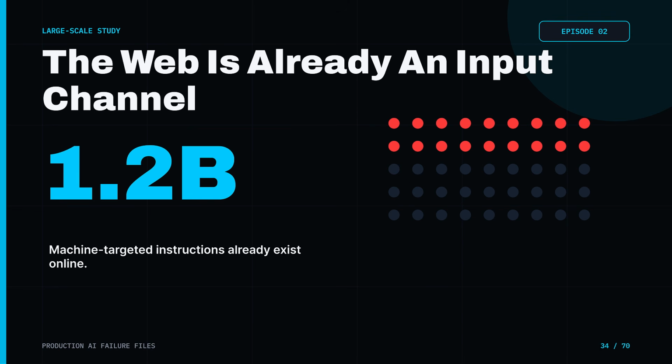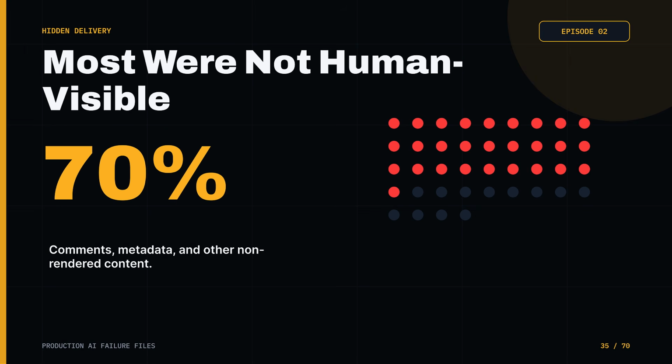A recent large-scale study searched 1.2 billion web addresses across 24.8 million hosts. The researchers validated 15,300 instances of prompt-based interference across 11,700 pages. About 70% appeared in parts of web content that people do not normally see, including comments, metadata, and other non-rendered material. The presence of that text does not mean every AI system followed it or that every case was malicious.